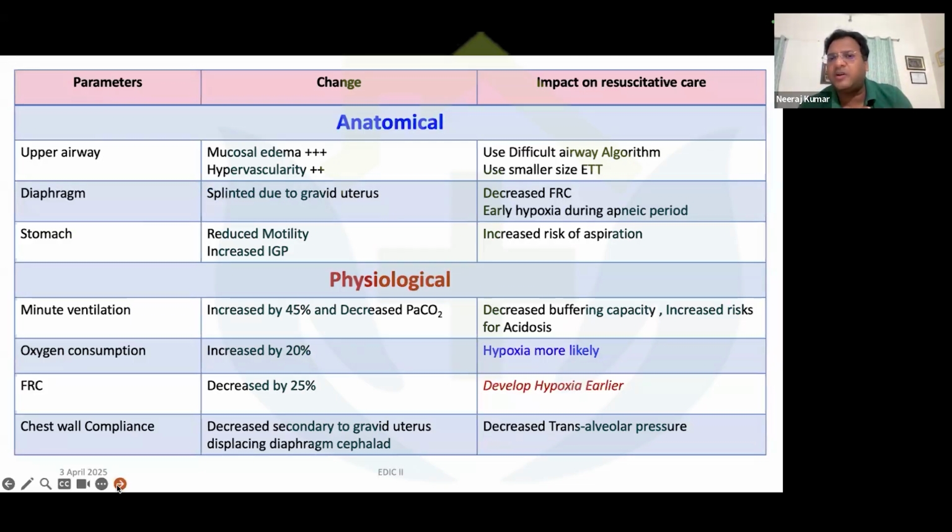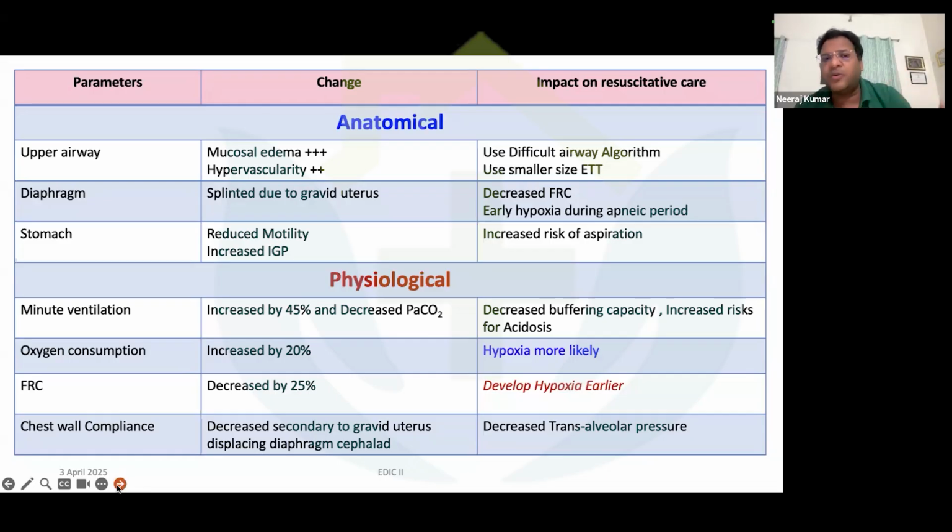So what are the parameters that I would look for? What are the anatomical and physiological changes, and how are they going to impact your resuscitation? If you're planning to resuscitate this patient, what will be the major problem? So we'll start with the upper airway.